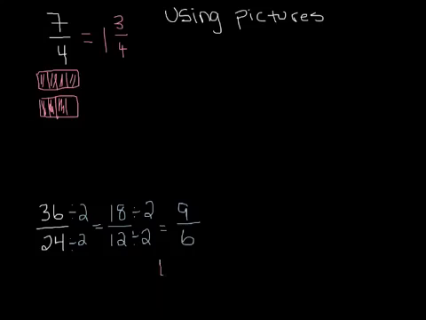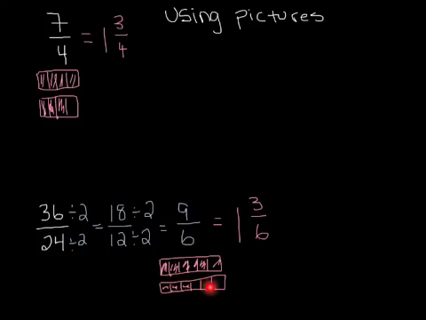So again, the bottom number is going to tell us how many pieces to cut it into. 1, 2, 3, 4, 5, 6. We're going to shade in 9 of them. 1, 2, 3, 4, 5, 6. So we're obviously going to need to draw another shape. We're at 6, 7, 8, 9. So now I have this entire rectangle shaded. So I have 1 whole rectangle, and I have 3 out of 6 shaded in the last one.